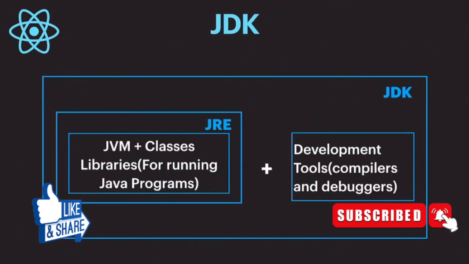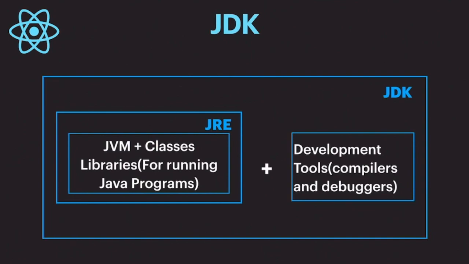So here is the diagram that is showing that JDK actually is the combination of JRE plus development tools, and JRE is the combination of JVM plus the class libraries for running Java programs. JDK is actually the Java Development Kit, and when we install JDK, two things are automatically installed with JDK: JRE and JVM. Actually the JRE and JVM are part of JDK, so we will discuss each part in detail.